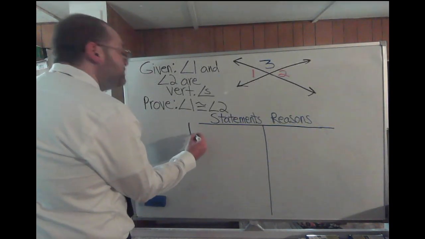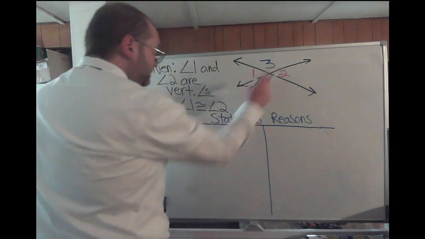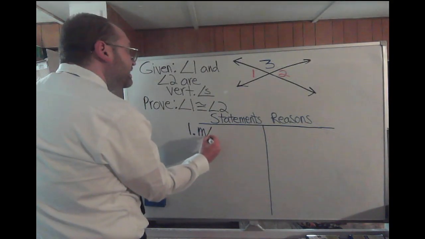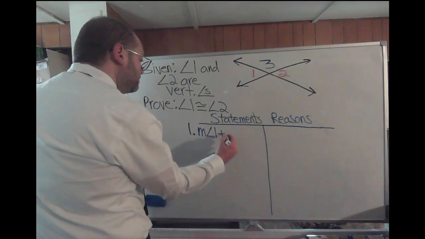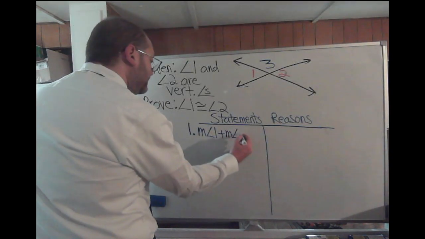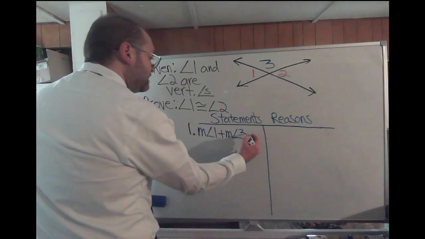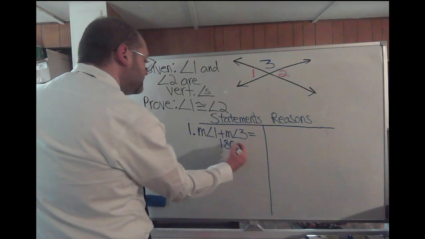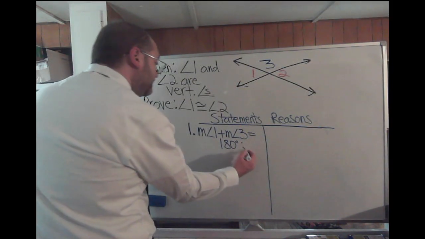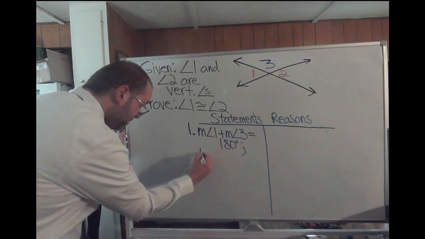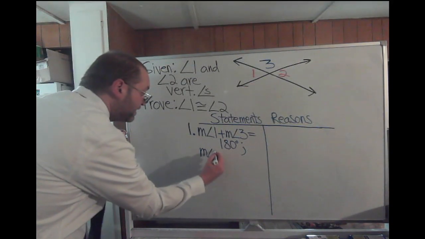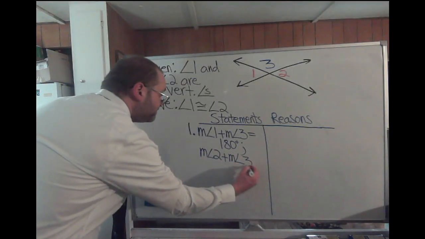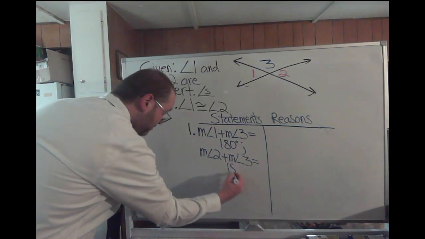Reason 1. We see a straight line. We can say that the measure of angle 1 plus the measure of angle 3 equals 180 degrees. And then likewise, on the same line, we can say the measure of angle 2 plus the measure of angle 3 equals 180 degrees.